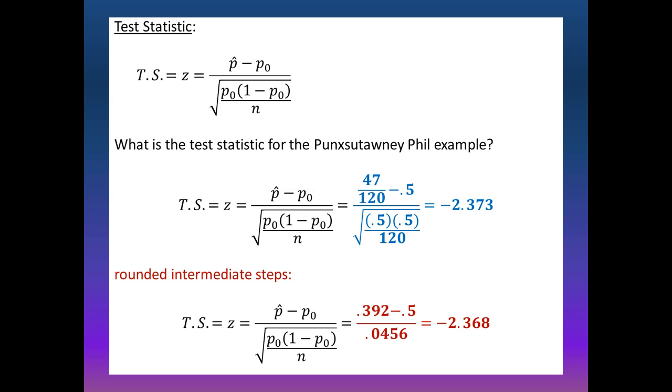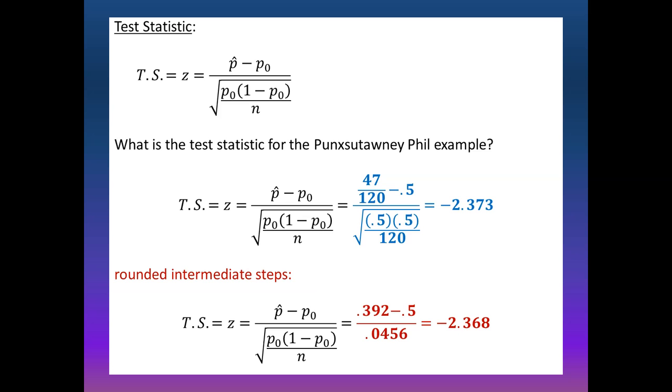But what you get for the test statistic is what you get if you standardize p hat using the mean and standard deviation that we have, or that normal approximation. So p hat's 47 divided by 120 minus the 0.5 for p0 that's in the null hypothesis, then divided by that root that's our standard deviation, and you end up with negative 2.373 if you don't round any intermediate steps off. Look at what happens if you do round off. You get something a little bit different. You get negative 2.368. That by itself is not the end of the world.